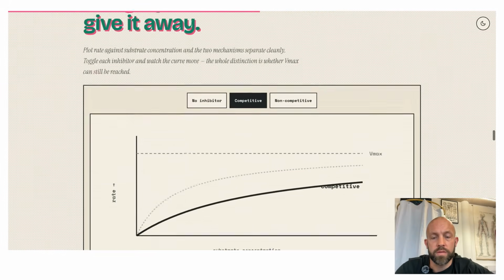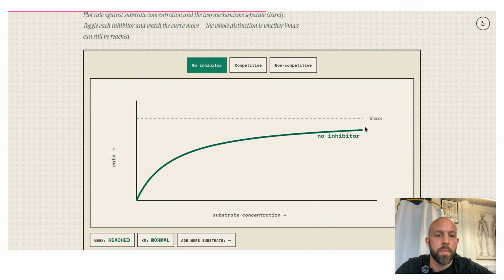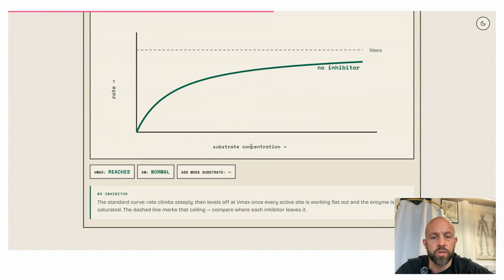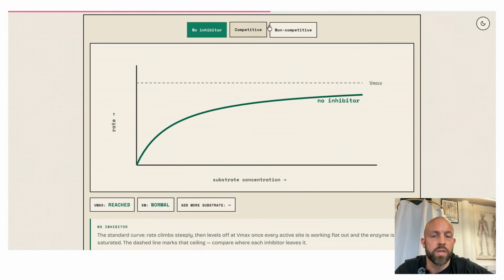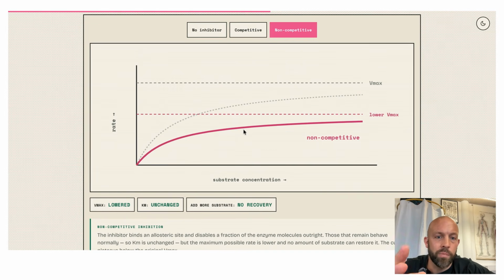Now, we can graph this. We have no inhibitor. This is our maximum amount as we increase substrate concentration. So it will keep going up if there are available enzymes. Now, if I remove some of those enzymes, like with non-competitive inhibition, that lowers my maximum rate. If I have 10 people available to catch a ball and I've tied 5 of their hands behind their back, only 5 are able to catch the ball. So I've lowered the maximum amount of balls that could be caught.